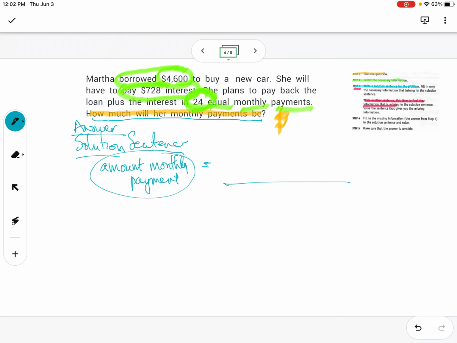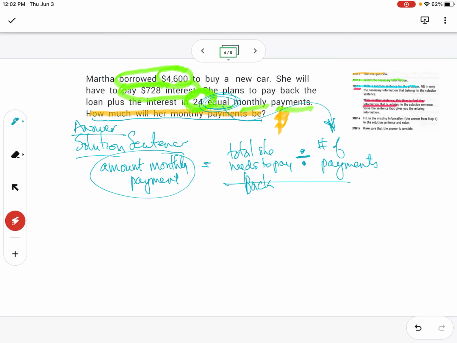Well, the amount of the monthly payment has got to be the total that she needs to pay back. The total that she needs to pay back. And that needs to be split up by the number of payments that she's making. Notice when I said split up, I wrote down divide, because I know that the operation of division is the operation in math that does splitting into equal parts. There's the clue here, equal monthly payments. There's another clue that I'm splitting something into equal bits. Division is the operation I want. So there's my solution sentence.